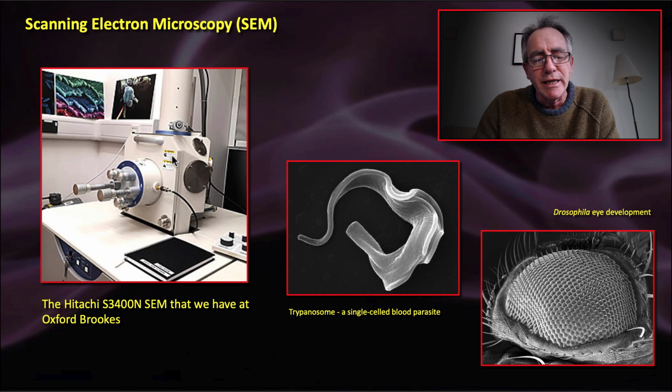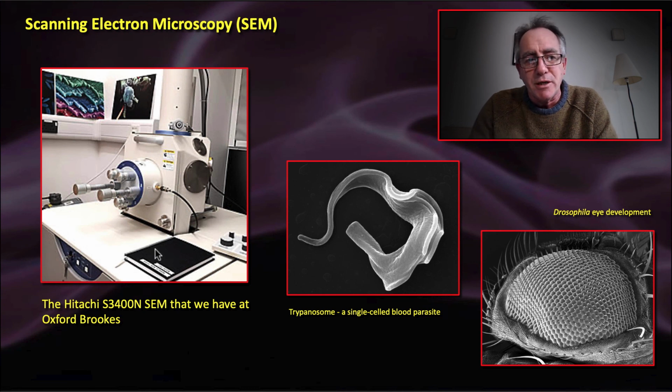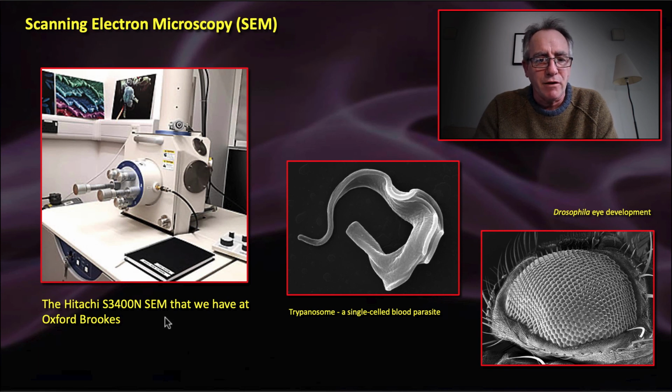This is the little scanning electron microscope that we have at Brookes. It's a tiny one, but it's a good one. Does a good job. We put lots and lots of project students through this. Third-year project students use this microscope quite a lot in a normal year. Lovely little thing. It's made by Hitachi.